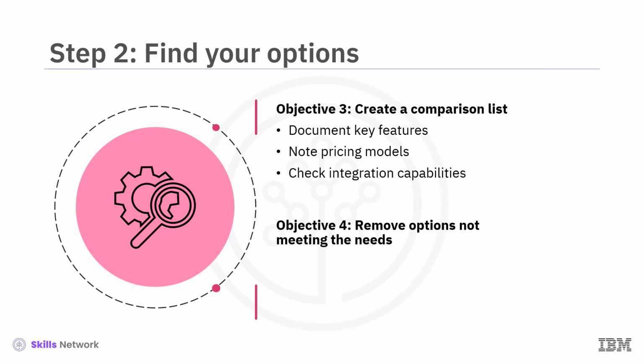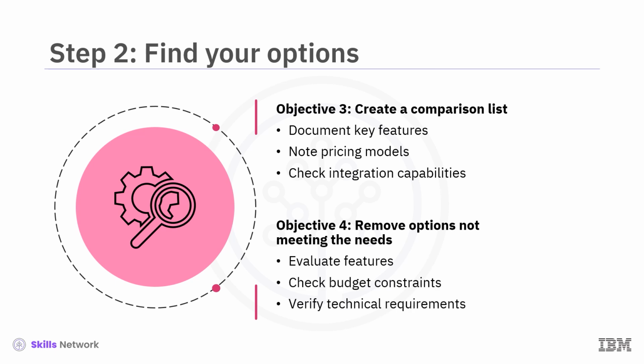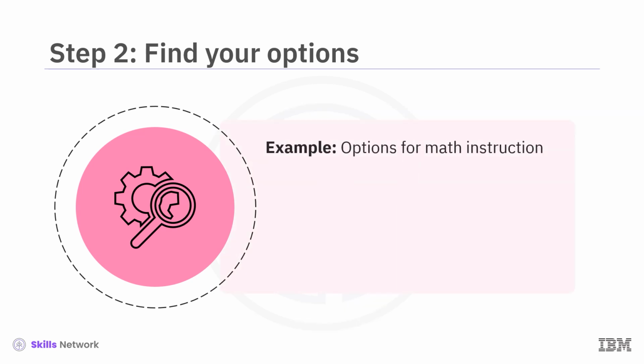Your final objective in this step is to remove options that don't meet your critical needs. To fulfill this objective, you must evaluate the necessary features, check your budget constraints, verify your technical requirements, and also consider your implementation needs.